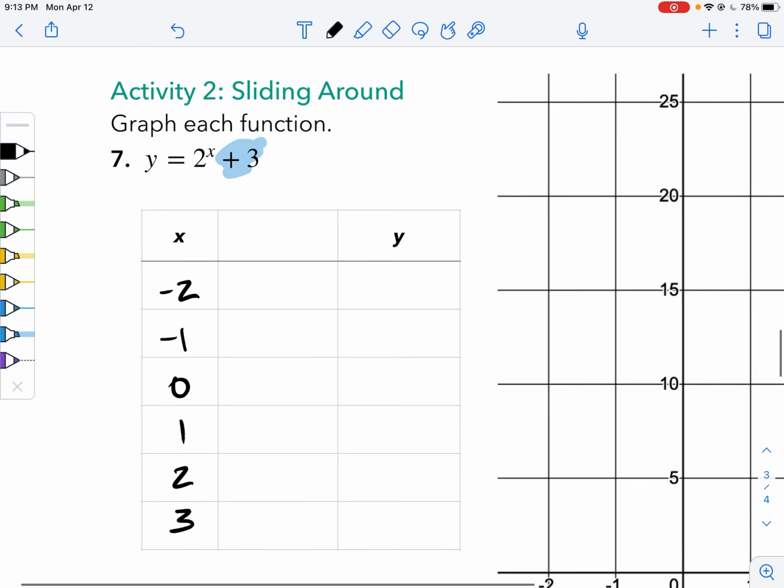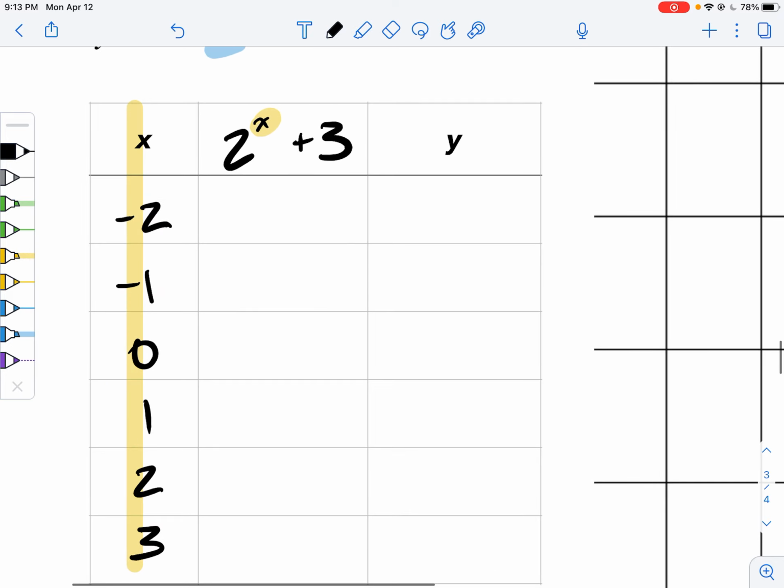So what happens if we have 2 to the x and then we add 3? Well, we're still going to take our x and plug it in for our exponent, and then we're just going to add 3 to it. So we get 2 to the -1/2 plus 3.